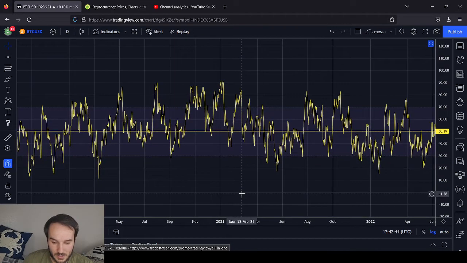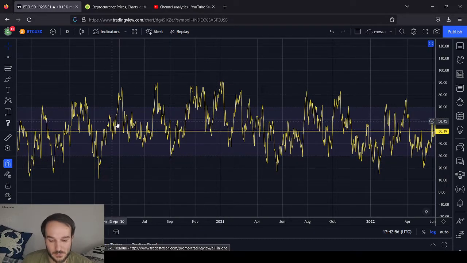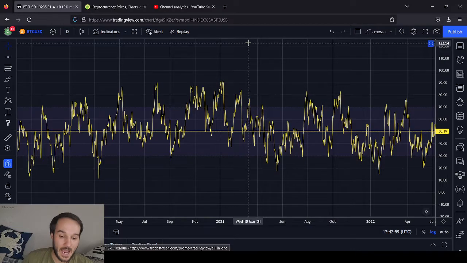Is it hanging out more above the 50? If it is, and you see all these kind of gaps down here where there's not a whole lot of price action or RSI action, especially if we're bouncing off this oversold zone or the 50 zone, that's a good thing. That means that the bull trend is probably still happening.